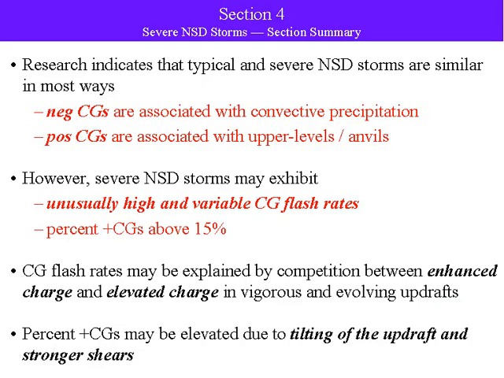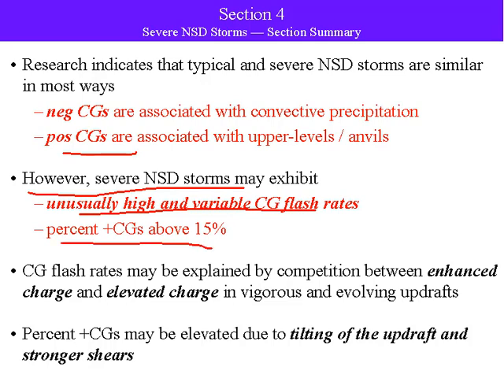So in summary, it's been shown that the severe negatively strike-dominated storms are similar to typical warm season thunderstorms in that the negative CGs are associated with convective precipitation and graupel formation. The positive CGs are associated with the upper levels and with the thunderstorm anvils. The thing that sets the severe NSD storms apart is that the NSD storm exhibits unusually high and variable CG flash rates, and throughout much of its lifetime, the percentage of positive CGs is above 15%, but generally below 50% for the total storm count.